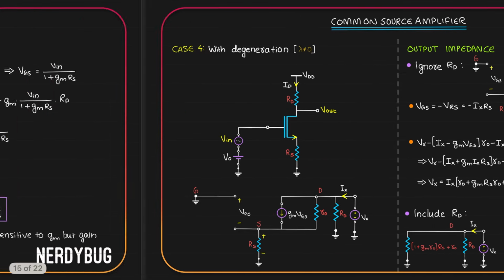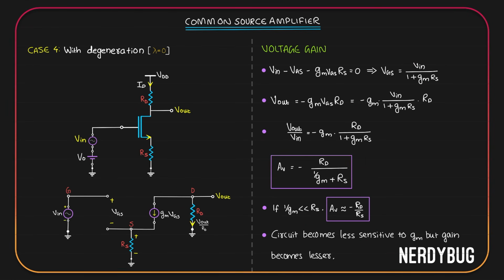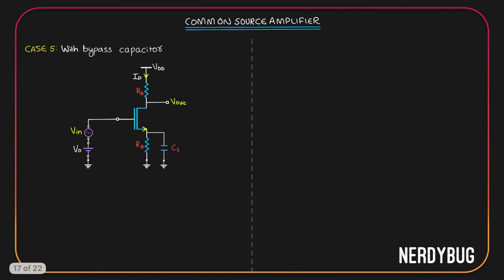Let us now go back and solve a problem we had. We saw that when we added degeneration, the circuit does become less sensitive to Gm, but gain becomes lesser, which is not something we want. To make sure that degeneration does not affect our gain, this is what we do. We will add a bypass capacitor. We'll add a capacitor in parallel with Rs at the source of the MOSFET. How does this help? Let us see.